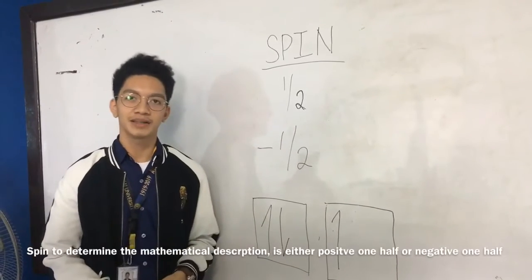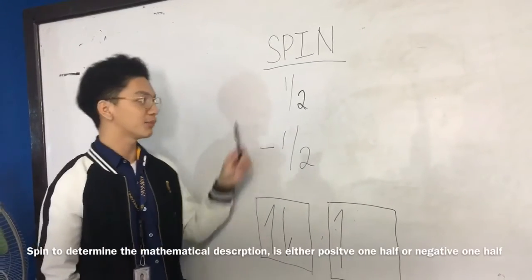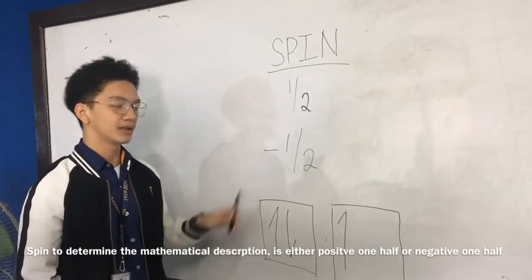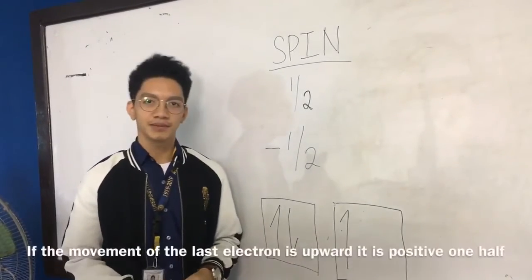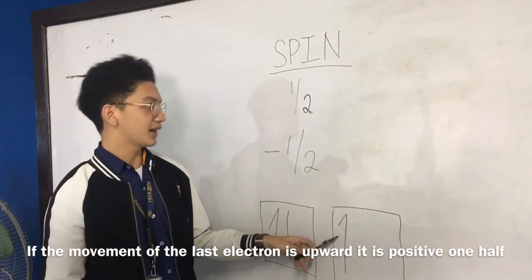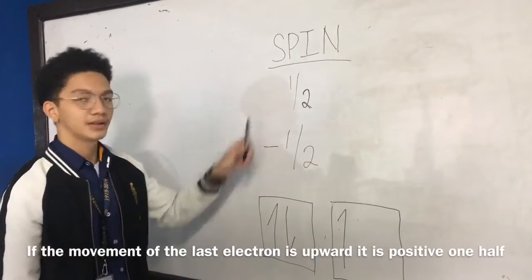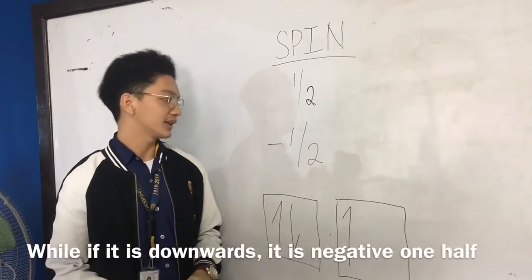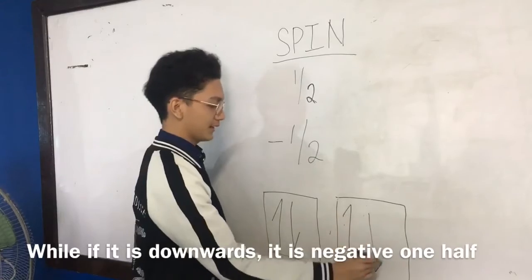Spin. To determine the mathematical description is either positive 1/2 or negative 1/2. If the movement of the last electron is upward, it is positive 1/2. While if it is downward, it is negative 1/2.